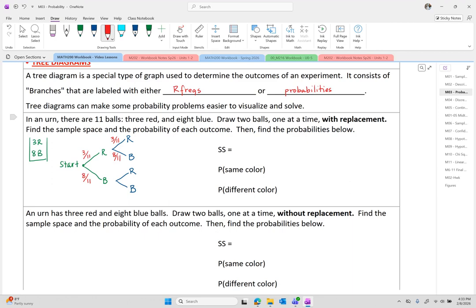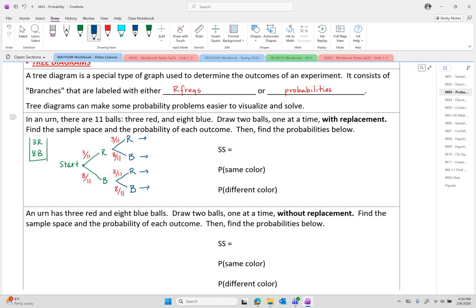So if we have picked a red ball, we put it back in, and now we are drawing again from 11 balls. If we picked a blue ball, again we put it back in. The probability of picking red the second time will be 3 out of 11, and the probability of picking blue the second time will be 8 out of 11. The sample space are the possible ways we can reach one of the leaves of the tree.